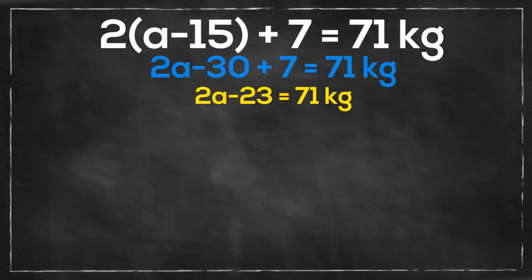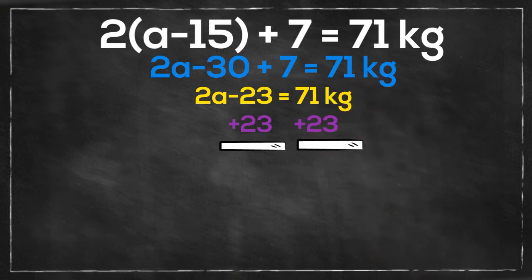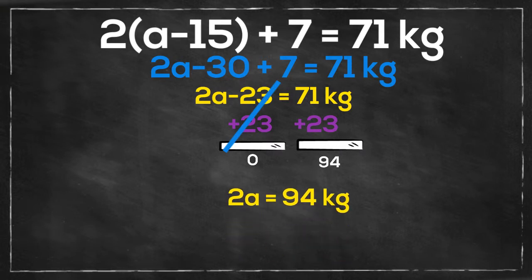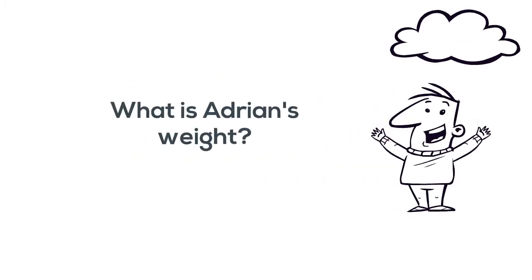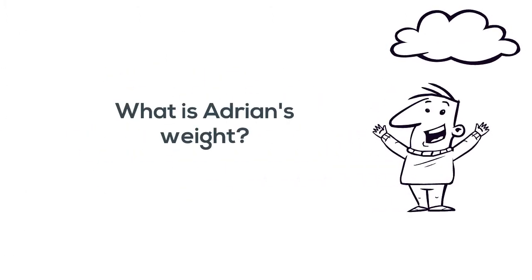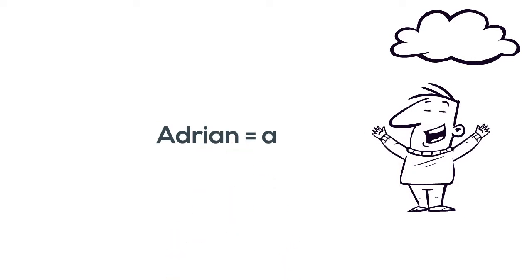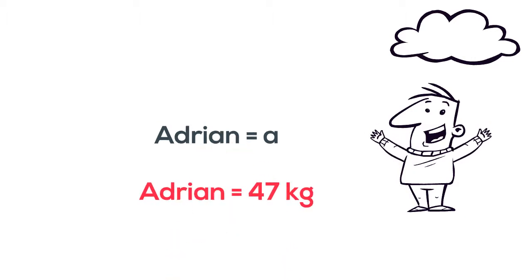Now you are going to add 23 to both sides. Negative 23 plus 23 gives you 0, and 71 plus 23 is 94. Now the equation reads 2A is equal to 94 kilograms. Divide both sides by 2, which will give you A is equal to 47 kilograms. Now that you have solved for A, look back and see what the question is really asking. The question is asking for Adrian's weight. A is equal to Adrian, so that means that Adrian is 47 kilograms.